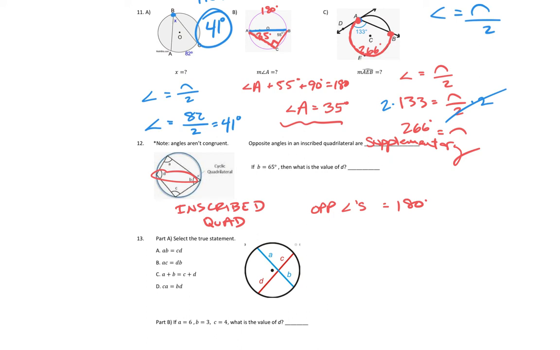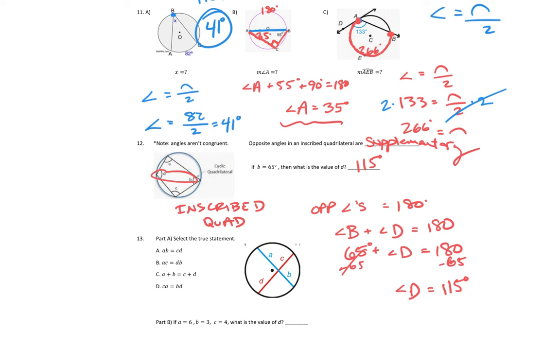So if angle B is 65, angle B plus angle D are opposites, so they add up to 180. We got to do a little bit of math to figure out what D is. So subtract 65. 180 minus 65 is 115. Sweet. 115 degrees. All right, guys.